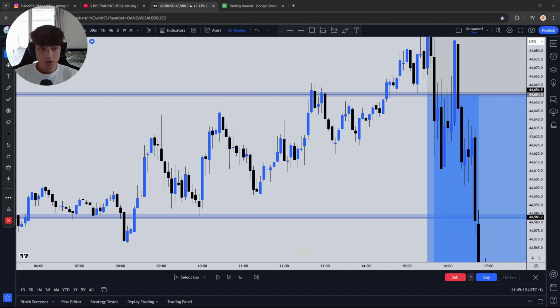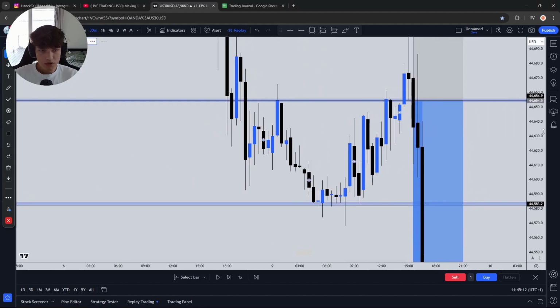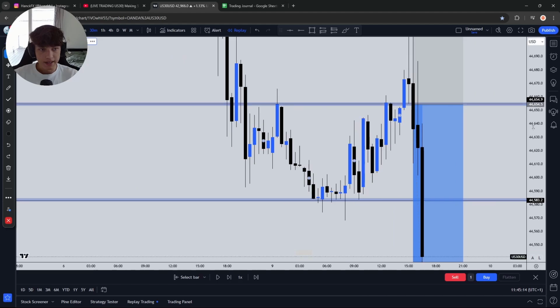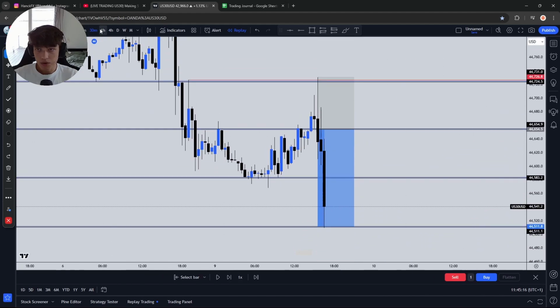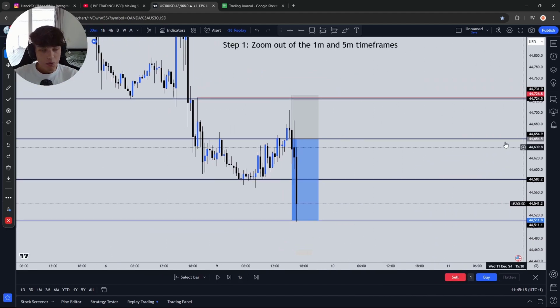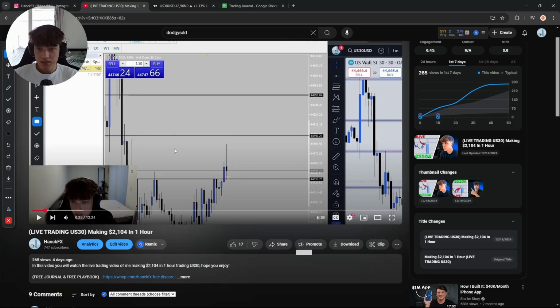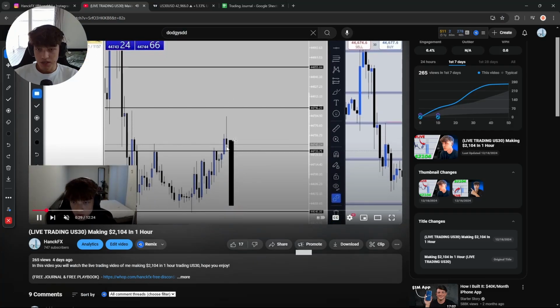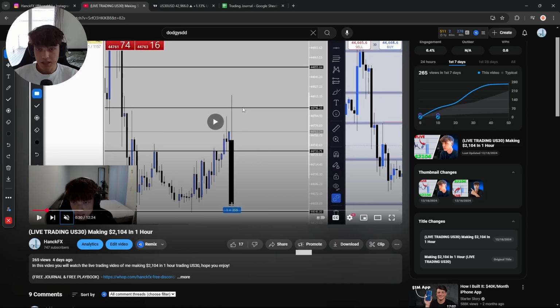So instead of focusing on the 1 minute and 5 minute, zoom out, look at the 4 hour, look at the daily candle, look at the 1 hour as well, and the 30 minute, and identify what the buy side and sell side liquidity are. You can see that in my live trading video, this is before the move. As you guys can see, I'm anticipating this exact move right here.